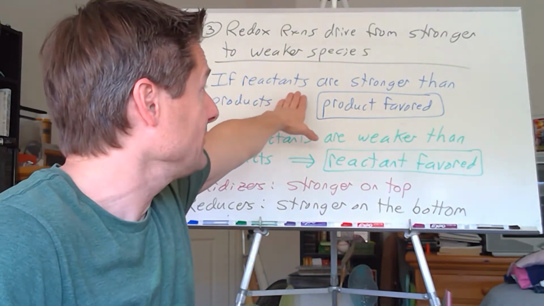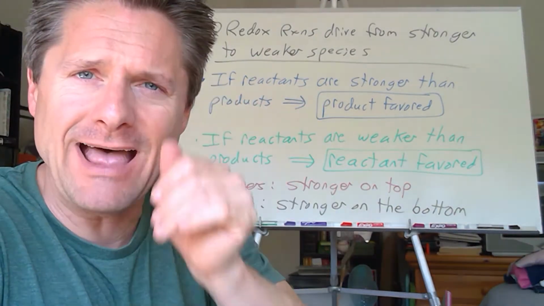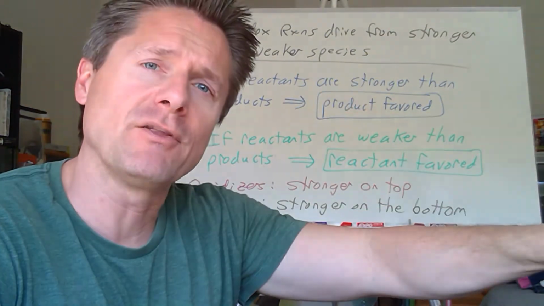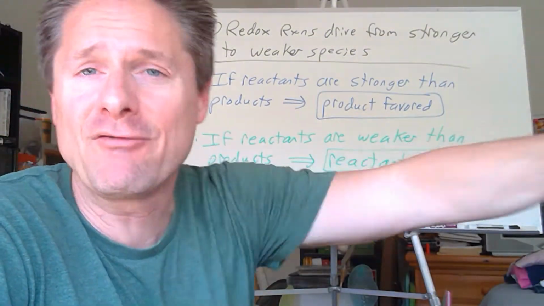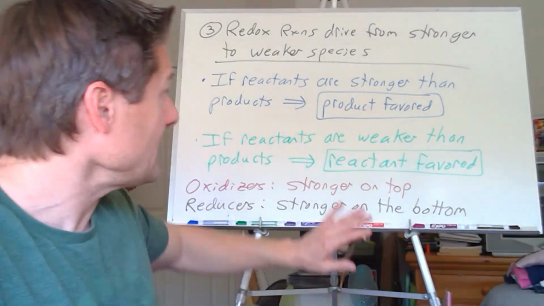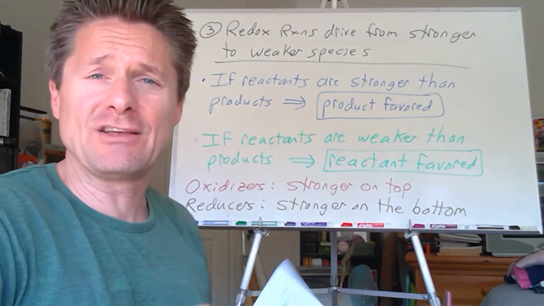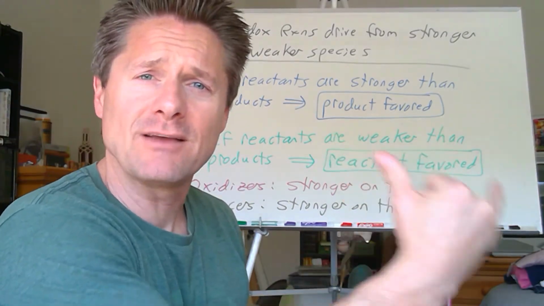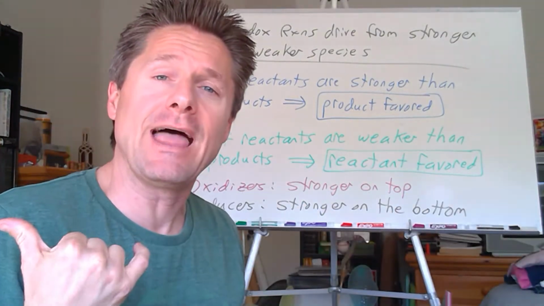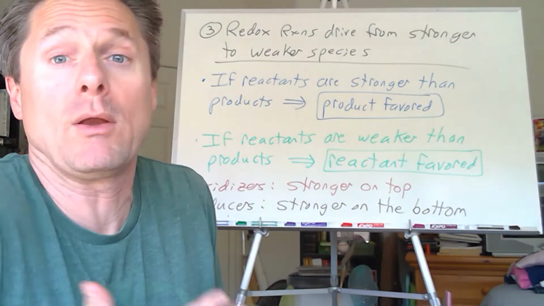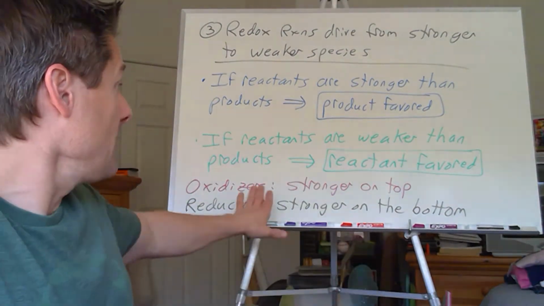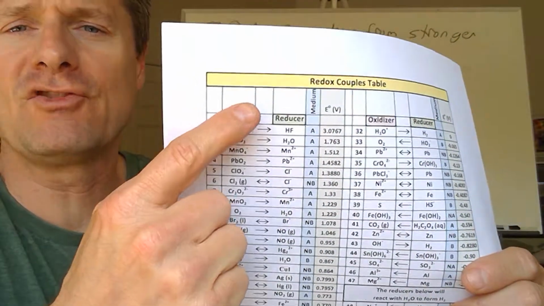But if the reactants on the left-hand side are stronger oxidizers and reducers than the products on the right-hand side, it will drive from stronger to weaker, boom, and it'll be very product dominant. If it's opposite, if the reactants on the left-hand side are weaker than the products on the right-hand side, it'll drive from stronger to weaker, in this case back to the left, and it'll be very reactant dominant, to the point where we might say no reaction occurs. Possible.